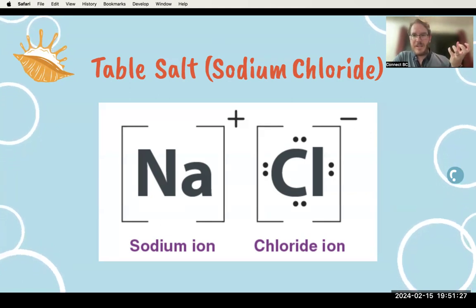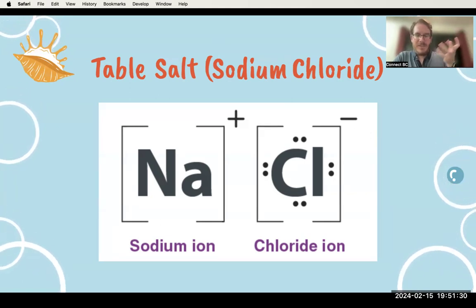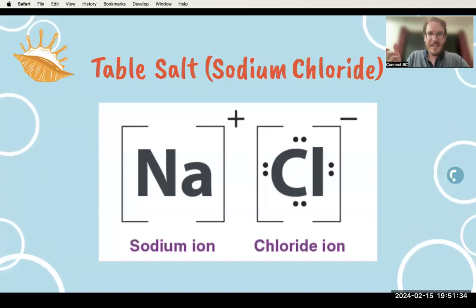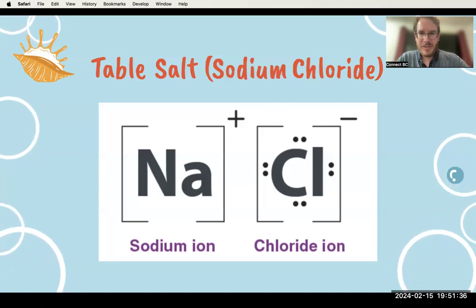So sodium is a gray metal. It's like a metal, except when you drop it in water, it explodes. And chlorine is a gas. It's a green gas. You breathe it in, it will kill you.